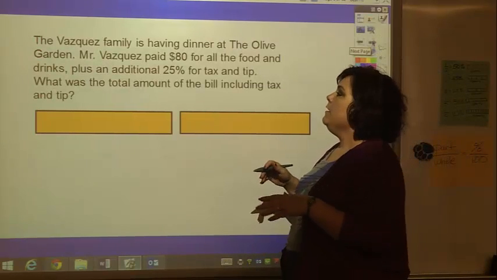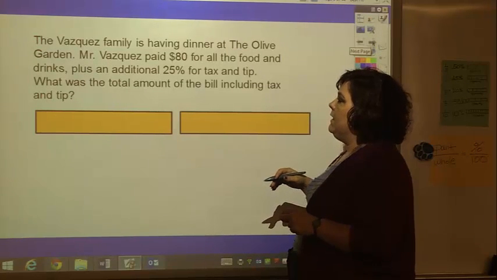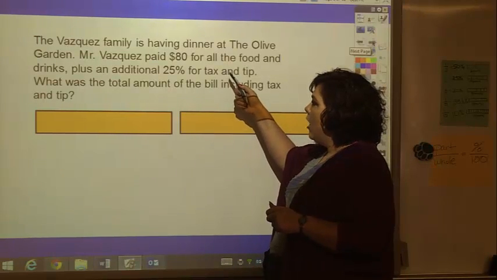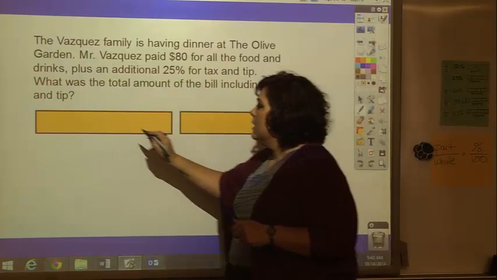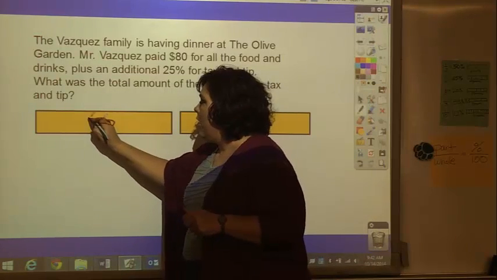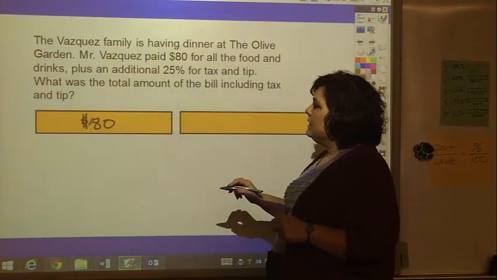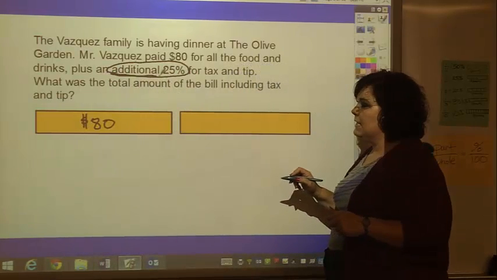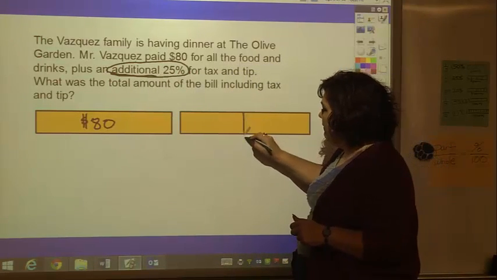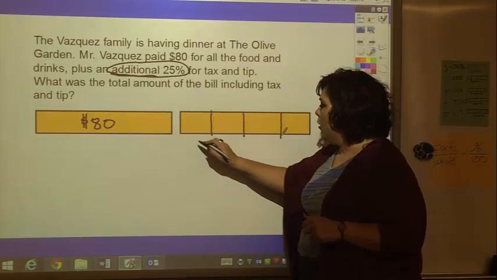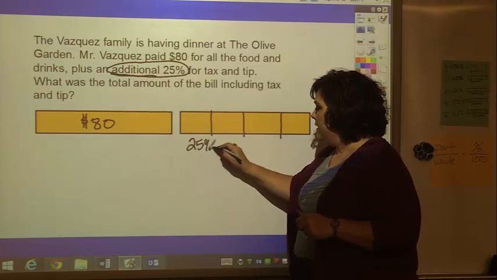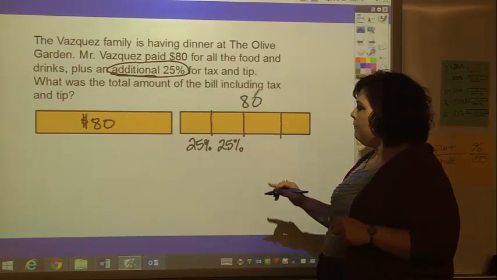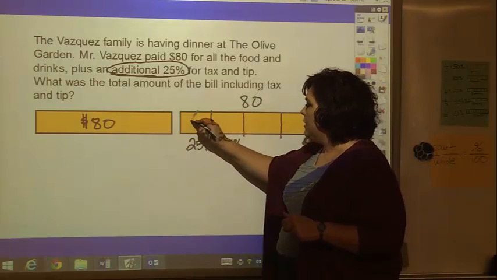Okay, this is one. The Vasquez family is having a dinner at the Olive Garden. Mr. Vasquez paid $80 for all the food and drinks. So this bar represents the $80 that he paid, plus an additional 25% for the tax and tip. So 25%, if I cut these into 4 parts, each one would be 25%. And if 80, I'm taking 25% of 80, 80 divided by 4 is 20.